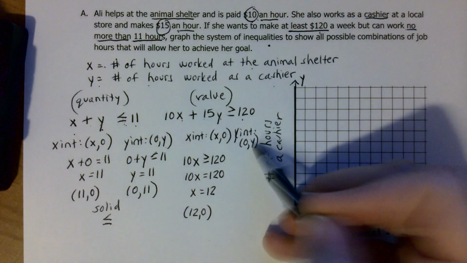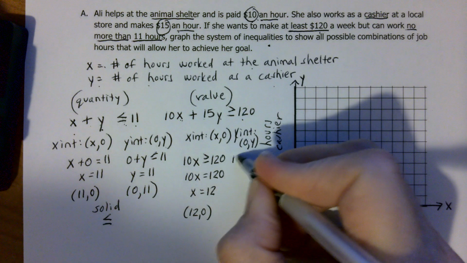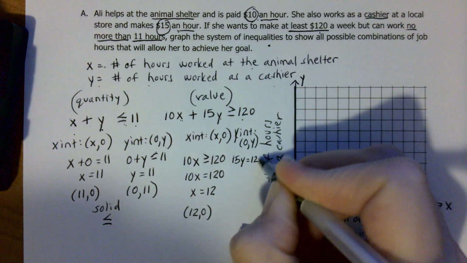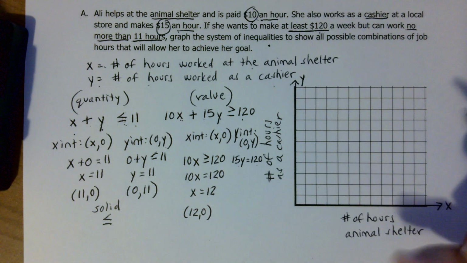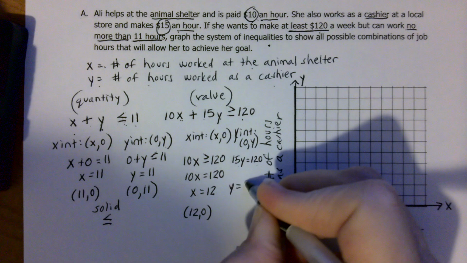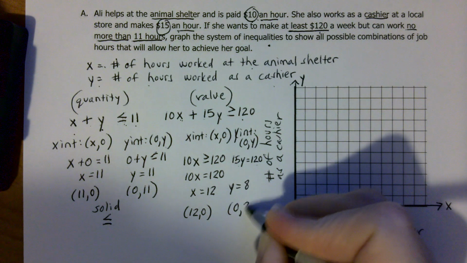Well, what happens for the y-intercept? Well, x would be 0, which means we're left with 15y equals 120. I divide both sides by 15, and I get y equals 8. So the other endpoint of the boundary line would be 0, 8.